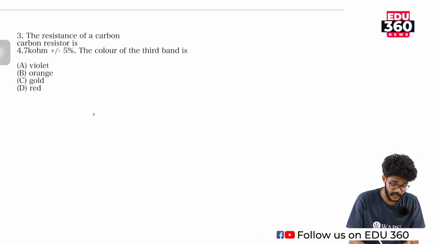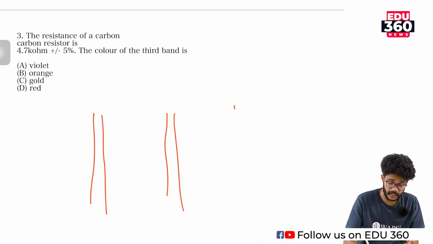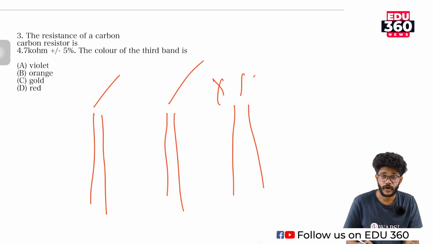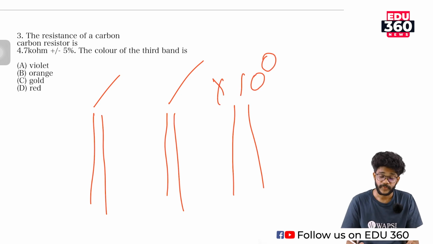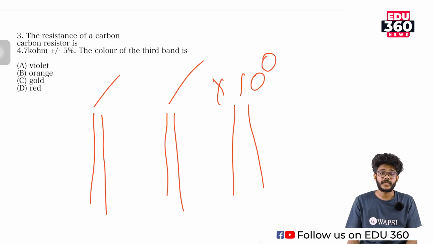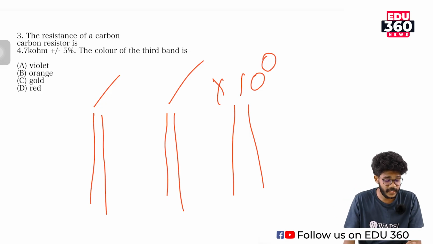There is a first band, a second band, and a third band. The first band gives the first number, the second band gives the second number, and the third band is the multiplier, 10 raised to something. Each color has its own value. To learn these values, we need to study a conventional saying. That saying is B.B. Roy, Great Britain, very good wife. It is only a simple saying, it doesn't have any meaning.